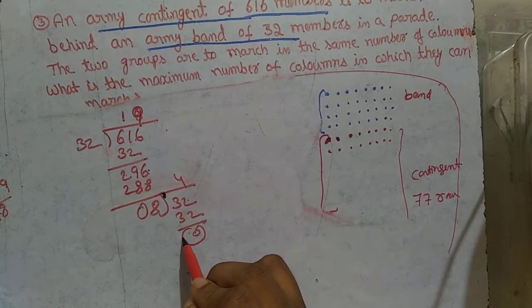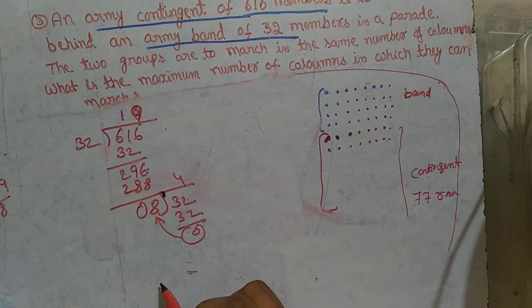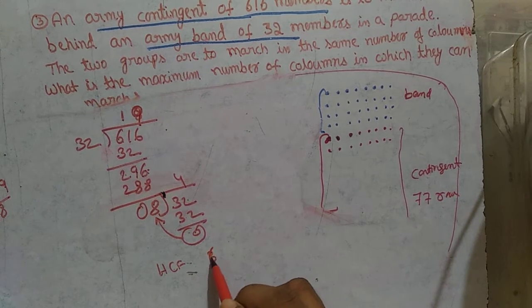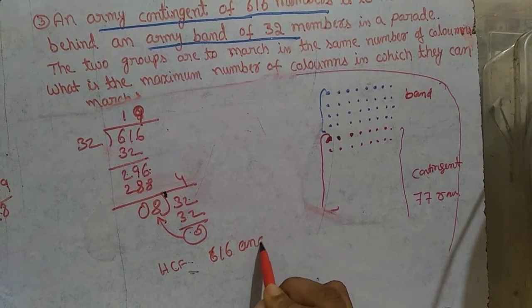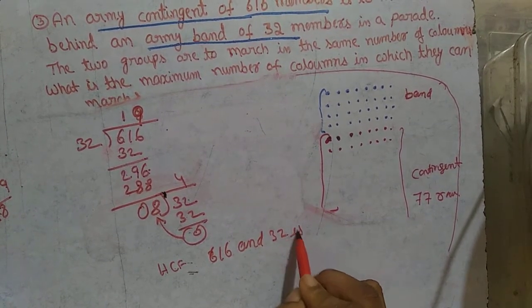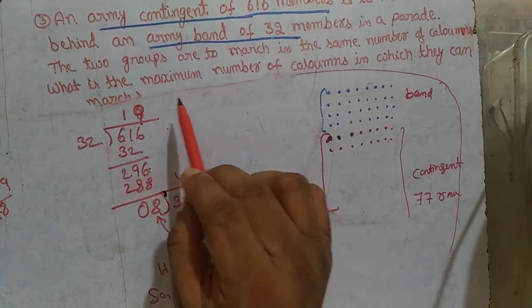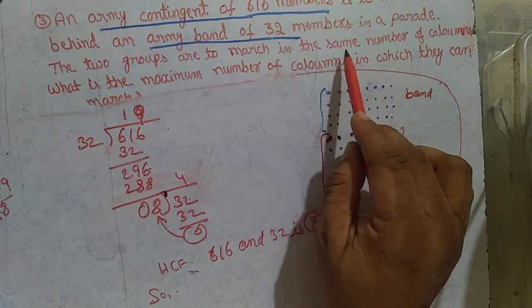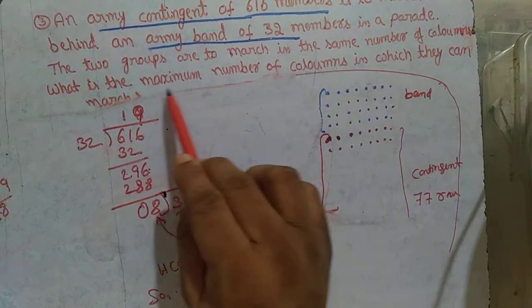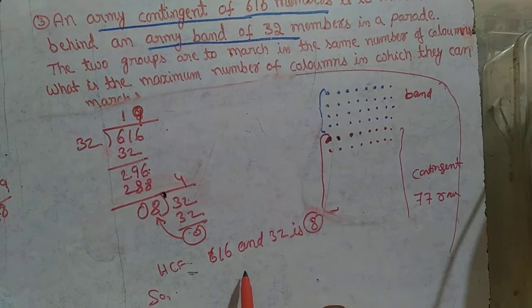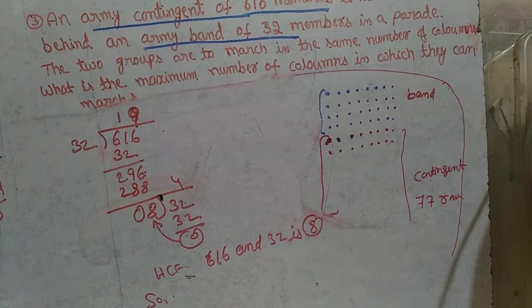So when the remainder becomes 0, our divisor is our HCF. So the HCF of 616 and 32 is 8. Write down like this: the maximum number of columns in which they can march is 8 columns. That's it, this is the answer. Okay guys, thank you.